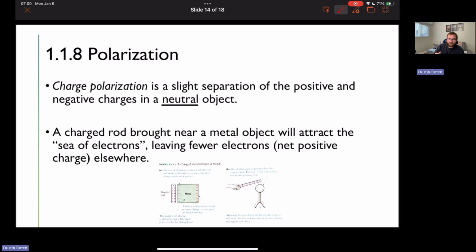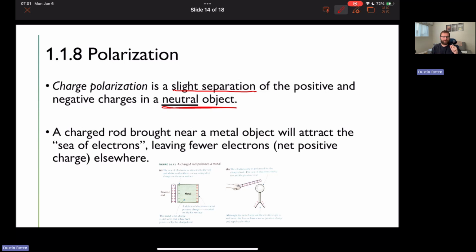Basically, a charge polarization is just a slight separation of positive and negative charges in a neutral object. So the point here is it is neutral. It's got the same number of charges, positive and negative, but we're going to redistribute them, hence the slight separation. We want to redistribute them so we can sort of get some charge type effects, but the overall object is still neutral.